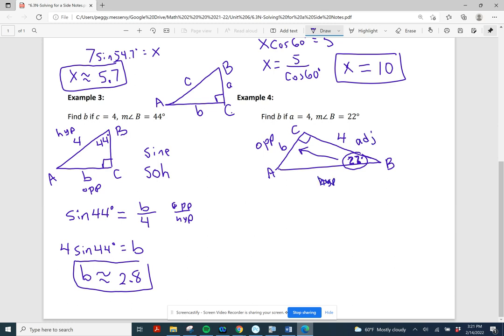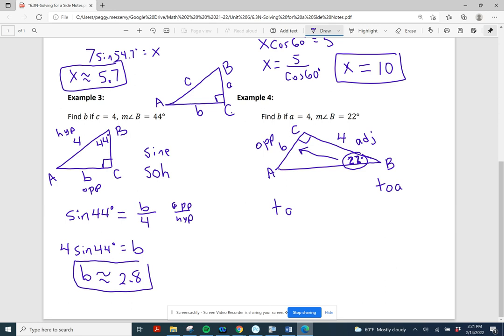I don't need the hypotenuse. So you don't even have to label that one if you don't want to. I'm going to work with the adjacent and the opposite. Okay? So which trig function works with the adjacent and the opposite? That would be tangent. TOA. Tangent is opposite over adjacent.